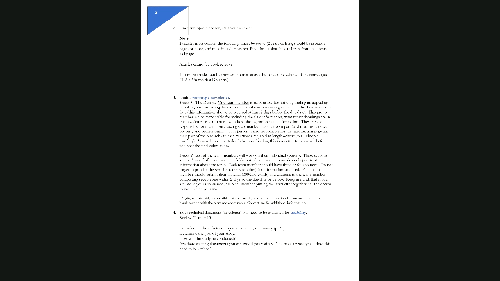Then you're going to draft a prototype. This is not going to be the final version probably, but it is going to be something that looks like a newsletter. Select the one person that can do graphics and work with templates.